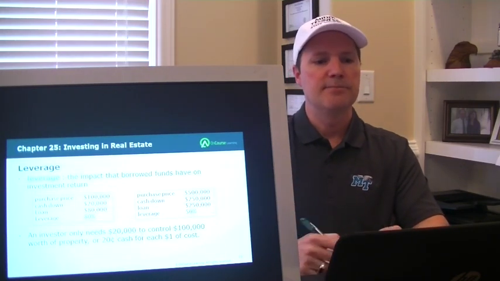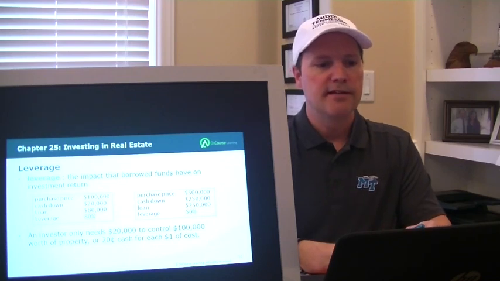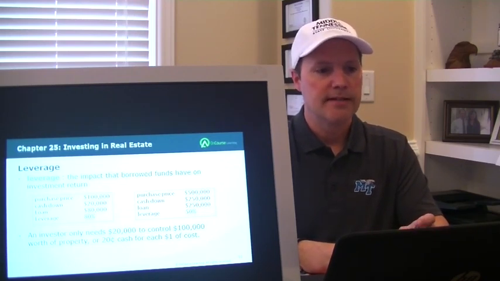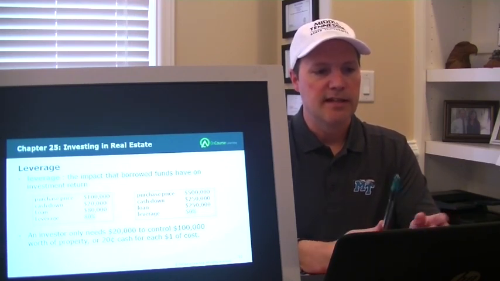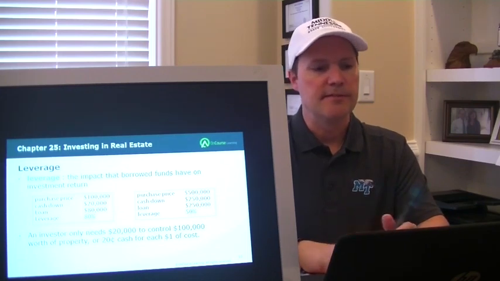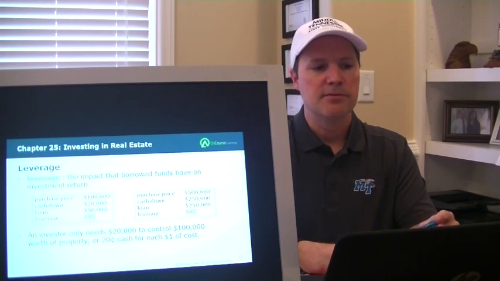Leverage: the impact that borrowed funds have on investment return. Here you see leverage of 80% and then leverage of 50%. You've got a purchase price of $100,000. You put $20,000 down and get a loan for $80,000. Well, your leverage is 80%.